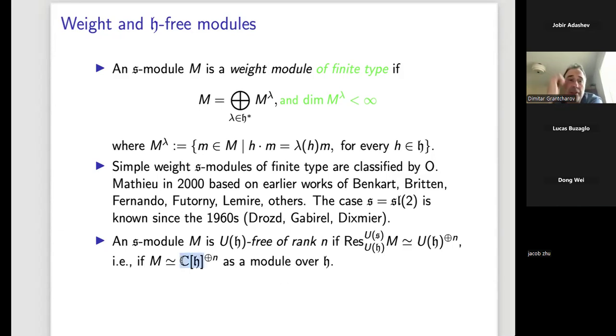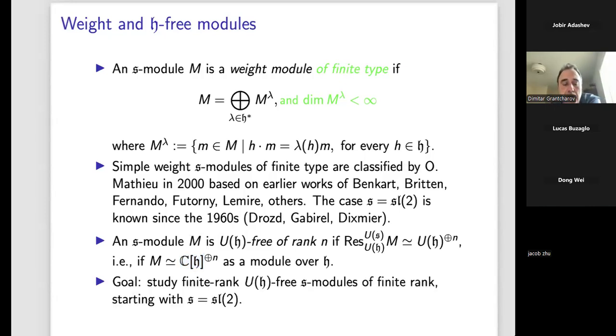So you will hear this C of H a lot. C of H stands for the polynomial algebra in our case of one variable, because H, the Cartan of SL2, is one-dimensional. And again, our goal is to study as much as we can S modules of finite rank, which are free over U of H.